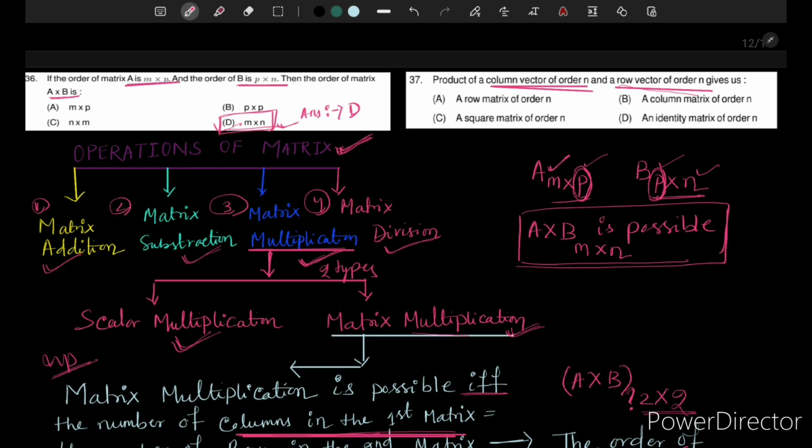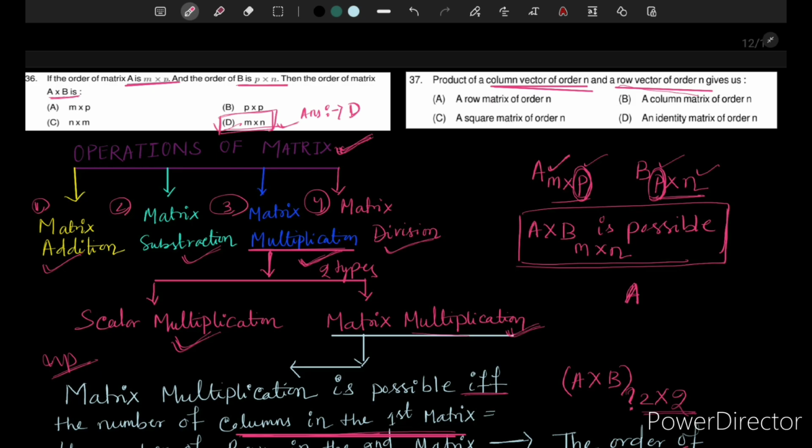Okay, so here the question is given: the product of a column vector of order n and a row vector of order n gives us what type of matrix. Okay, so in the previous class I discussed different types of matrix, what is a column vector, what is a row vector. Okay, so column vector means, suppose I write that A is a column vector. So column vector means there will be only one column and any number of rows.